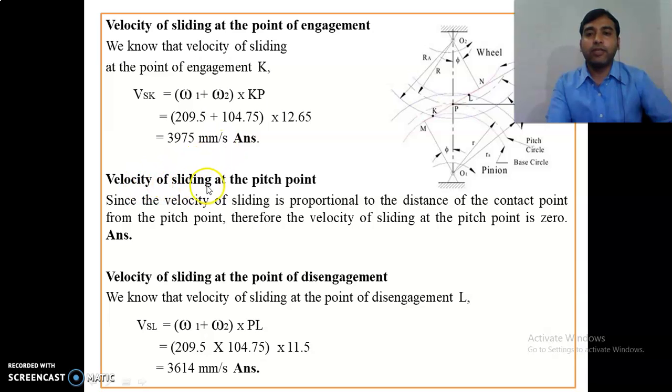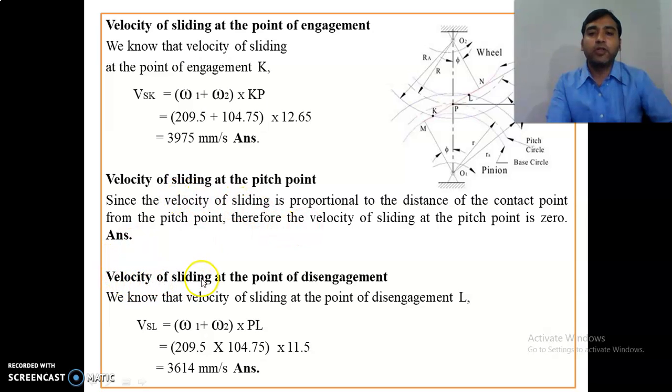Now velocity of sliding at pitch point. So at the pitch point, this is the distance between the contact point and the pitch point. So Kp, this is the distance of Kp. But when the contact point overlaps the pitch point, the distance is 0. So when you are finding the velocity of sliding at pitch point, that distance is 0. That's why at pitch point the velocity of sliding is 0.